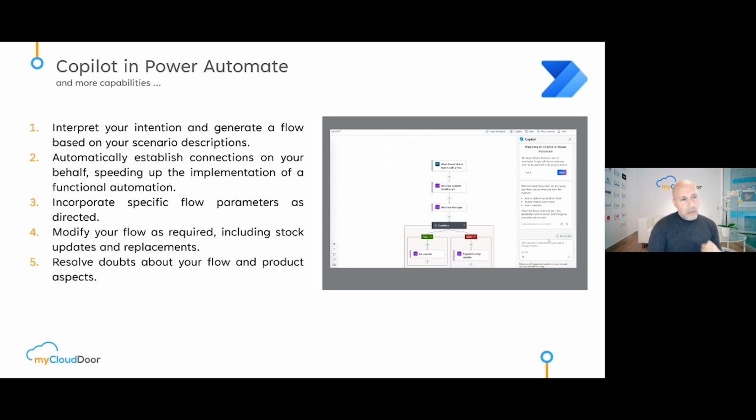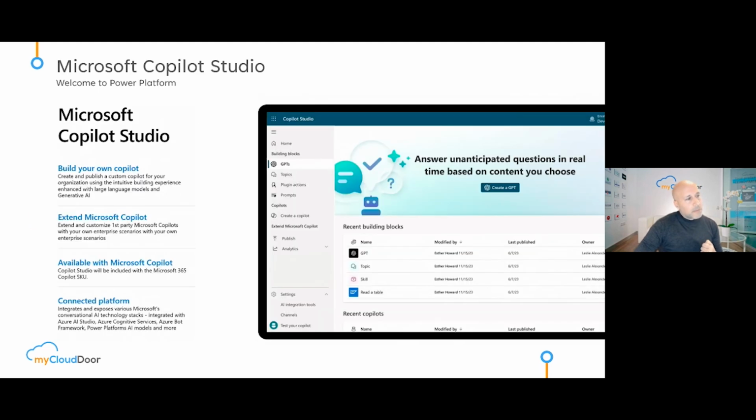For example, you can ask Copilot questions about your flow, like what does my flow do, and you can also ask questions about Power Automate products, such as how do I access a secondary stream, for example. In the demo, we can see these capabilities. But in Power Platform, we have more products. For example, Copilot Studio. Copilot Studio is a hub to build bots, copilots, and use AI models.